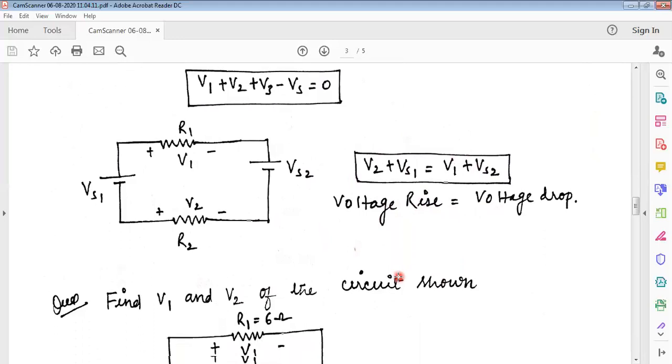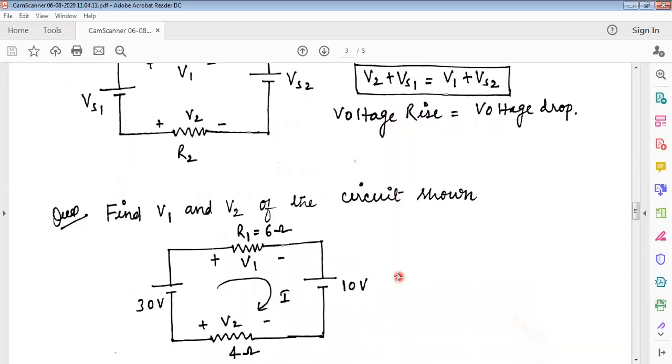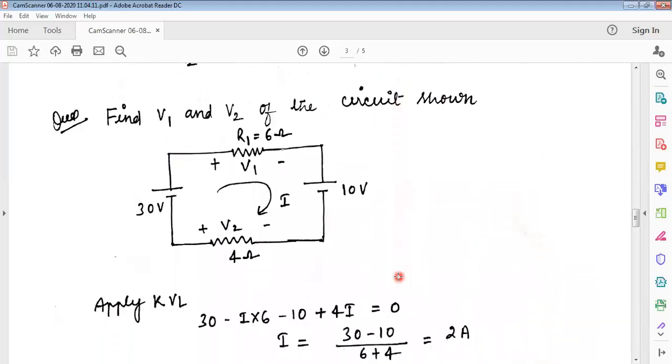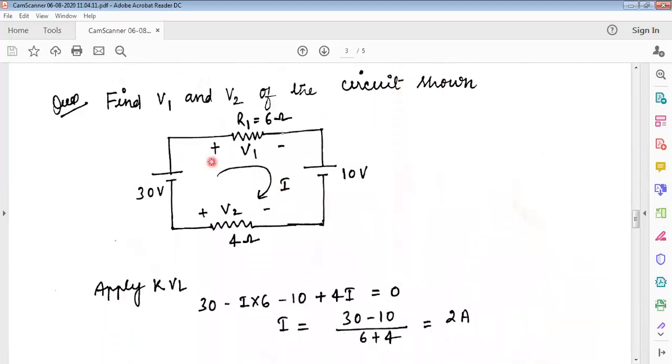Next, let's see one example in which you have to apply the KVL and find the different voltage drops. So in this example, you have to find V1 and V2 of the shown circuit. Let's say two voltage sources are connected. One voltage source is 30 volt and another voltage source is 10 volt.